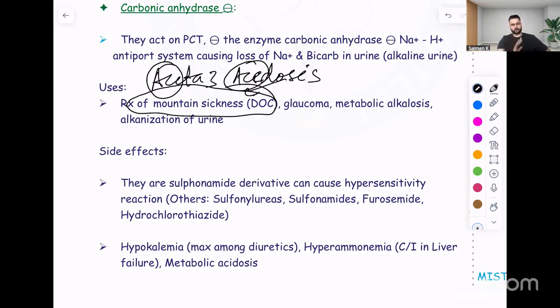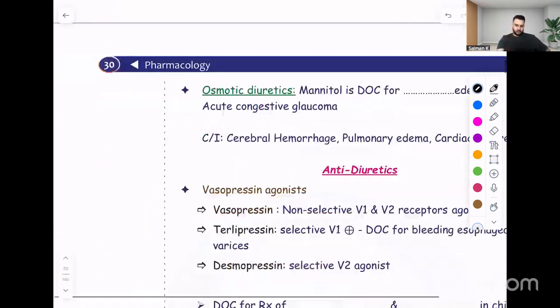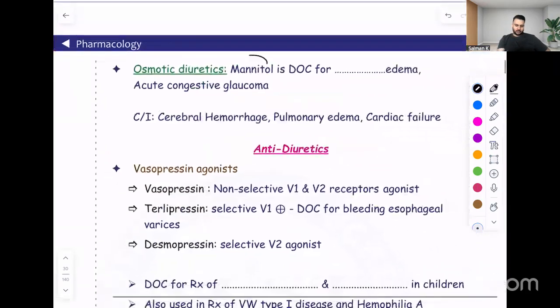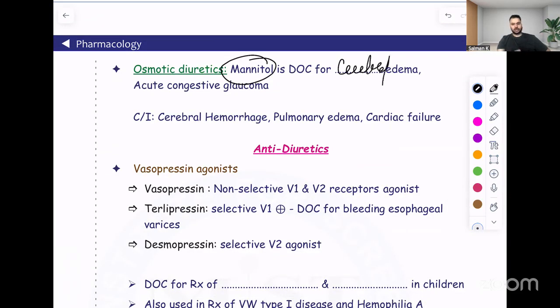One by one. Now the last and final is the osmotic diuretic, like mannitol. Mannitol is the drug of choice for cerebral edema. Okay, mannitol is the drug of choice for cerebral edema. Done.